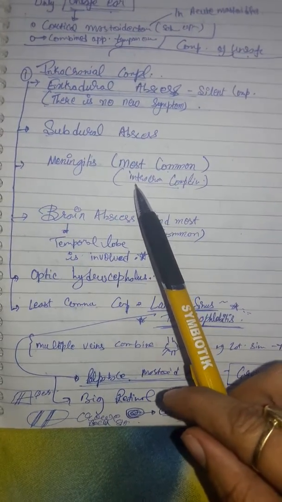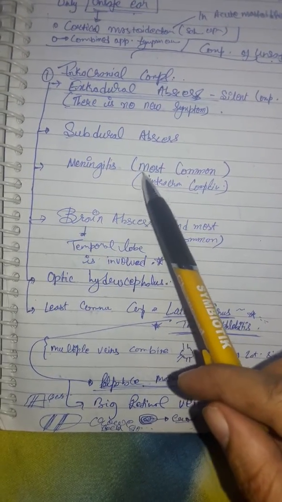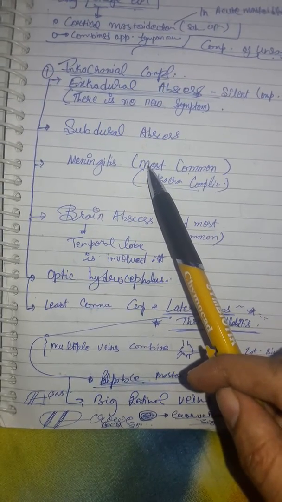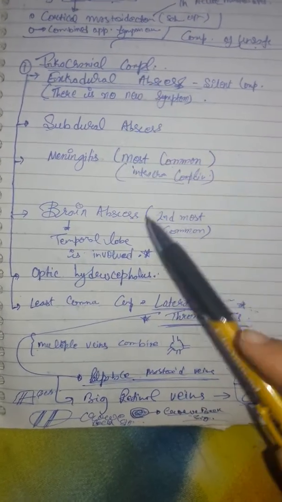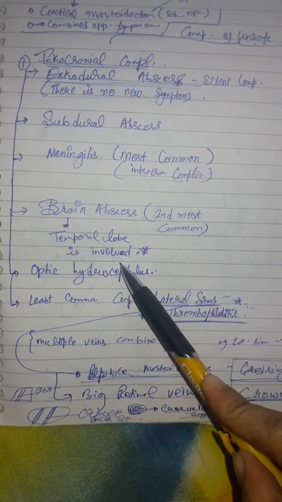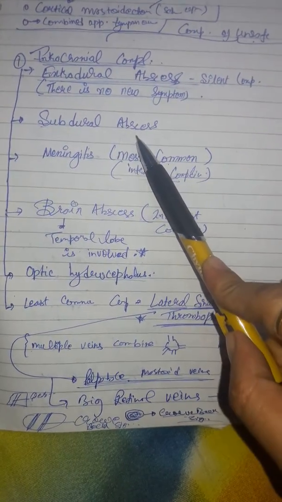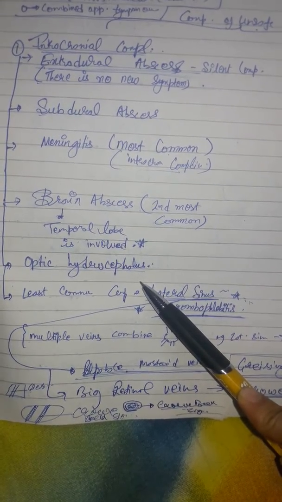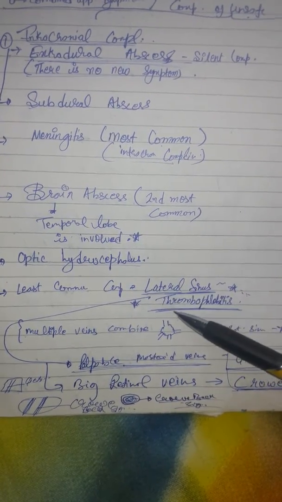So don't confuse here. The most common intracranial complication of CSOM is meningitis, and the most common extracranial and overall complication is mastoiditis. Now the second most common intracranial complication is brain abscess, in which mostly the temporal lobe is involved. The other intracranial complications are extradural abscess, subdural abscess, otitic hydrocephalus, and the least common among all the intracranial complications is lateral sinus thrombophlebitis.